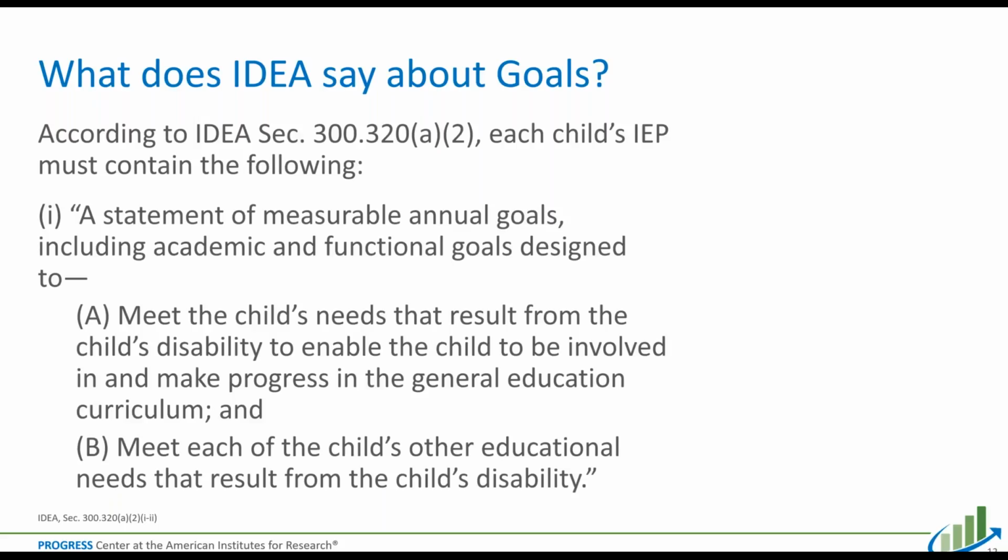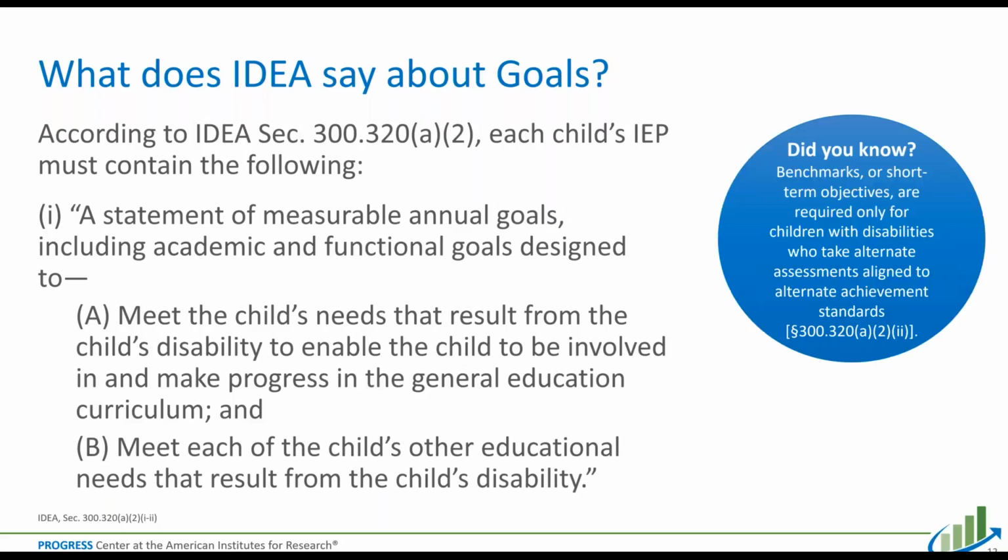The goals must, A, meet the child's needs that result from the child's disability to enable the child to be involved in and make progress in the general education curriculum, and B, meet each of the child's other educational needs that result from the child's disability. This is the legal minimum requirement. However, check with your state's guidance to ensure that you are meeting your state's specific requirements. In this webinar, we will focus on annual goals for kindergarten to transition age students. And did you know that in the 2004 reauthorization, benchmarks or short-term objectives are required only for children with disabilities who take alternative assessments that are aligned to alternative achievement standards?